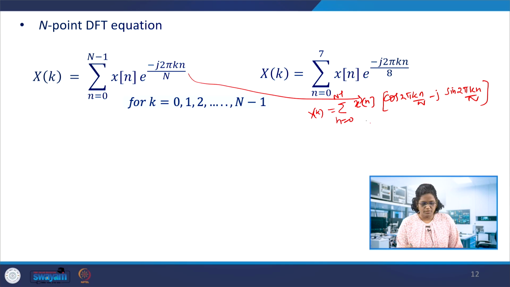So, what are we actually doing in this process is that we are correlating this x of n input signal with a cosine signal, and then correlating with a sine signal, and checking whether there is a correlation between these signals or not. The correlation when we put k equal to 1 represents the fundamental which is present in the signal.